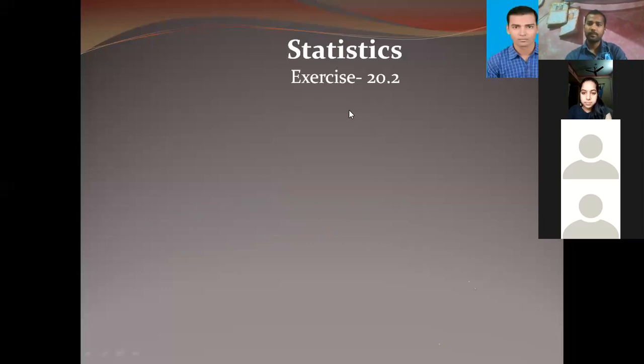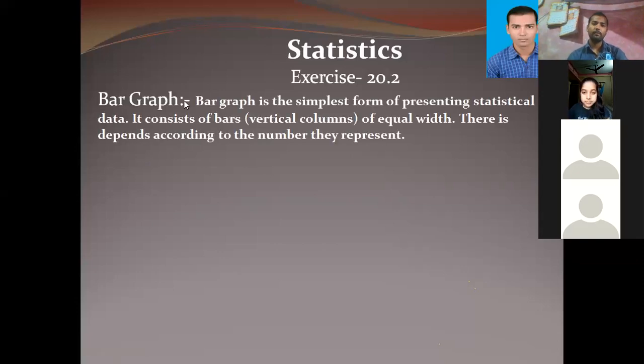So in this way, now today we are going to discuss exercise 20.1, where we have bar graph. Is it? Yes, sir. While defining the bar graph, we can define it like this.